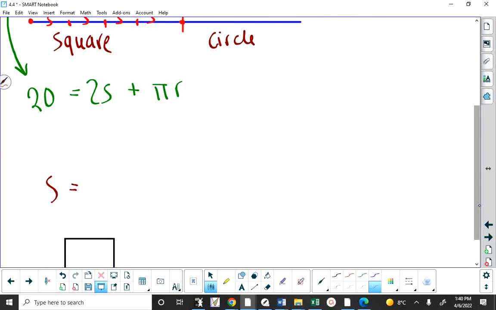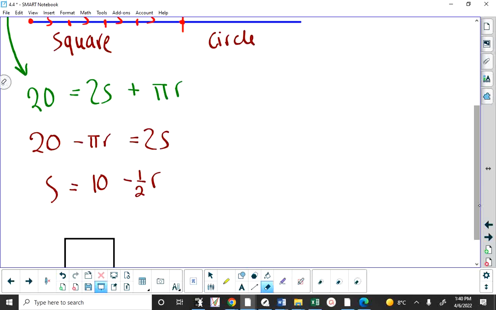So let's see. 20 minus pi r is 2s. Which means s is 10 minus 1/2 r. I divide everything by 2. I divide 20 by 2 to get 10. I divide pi r by 2 and get minus 1/2 pi r. We good there?